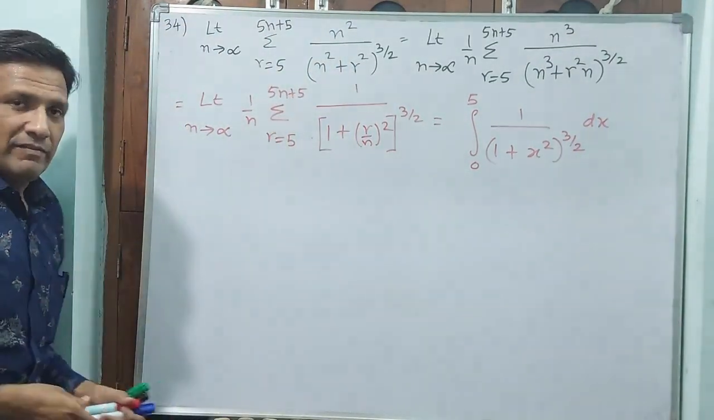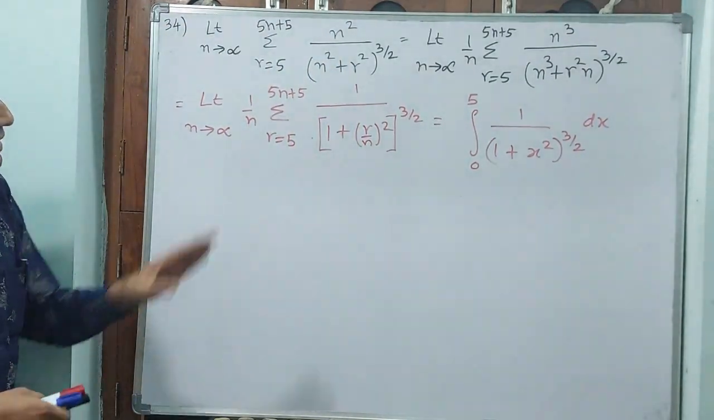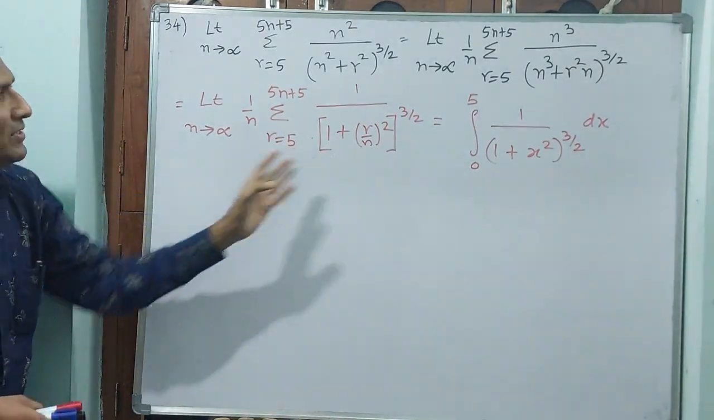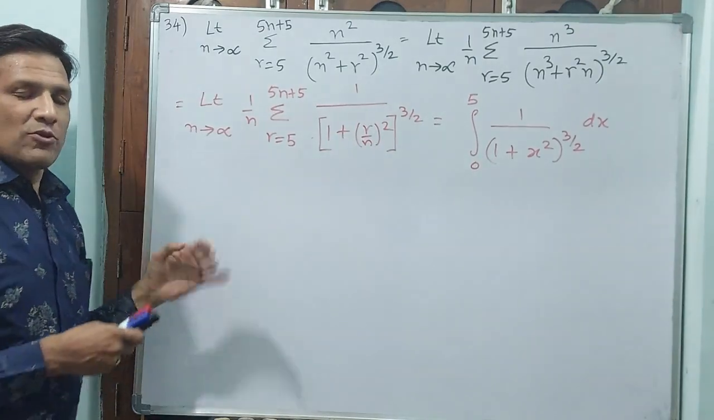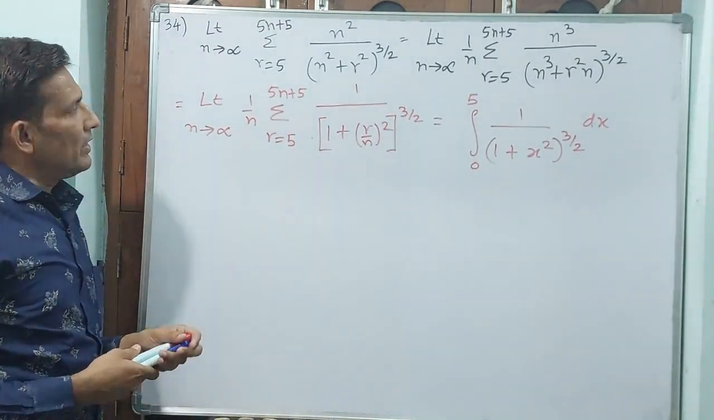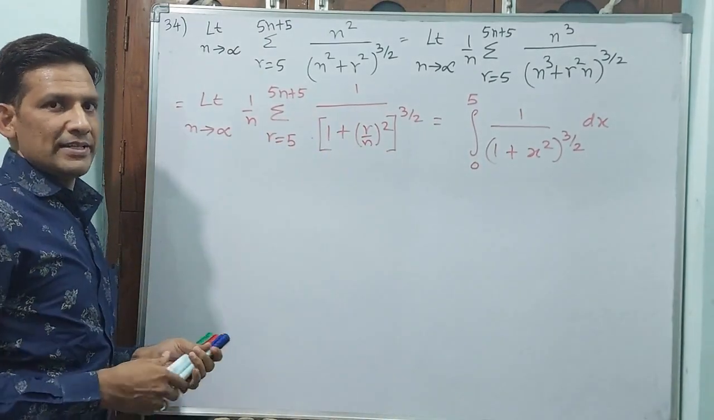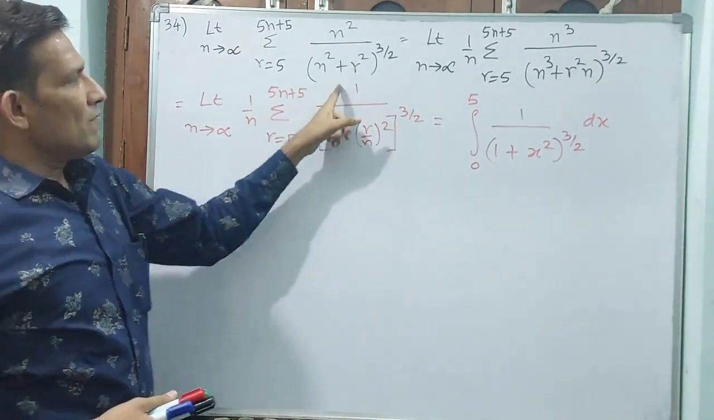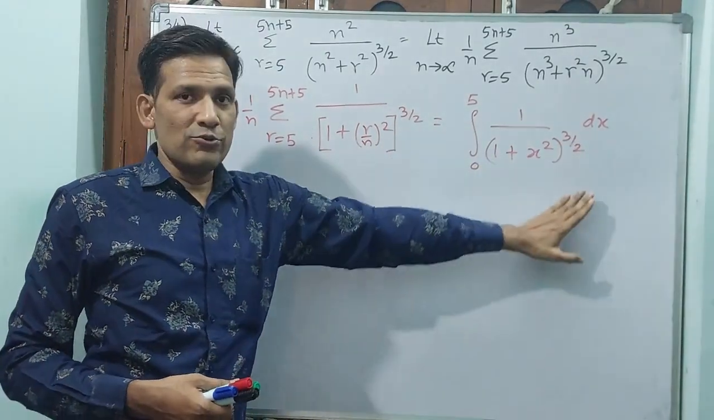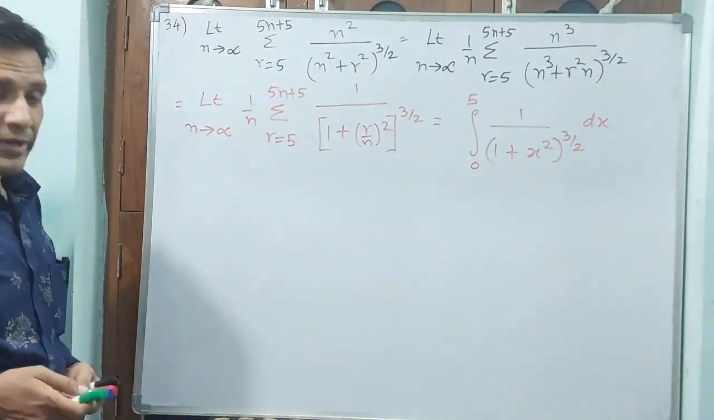Stop and analyze whether it is correct or not. Definitely correct. You might have got confusion here, but you write like this only. From the textbook you are not going to get all this. By experience or by EAMCET questions only you have to take. Straight away you take from 0 to 5. That is not a problem. 1 is there, 1 has come. r by n means x square. Whole power 3 by 2, you cannot do anything. Now what I am doing?